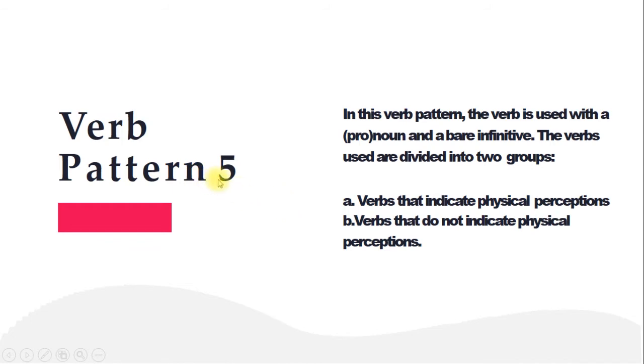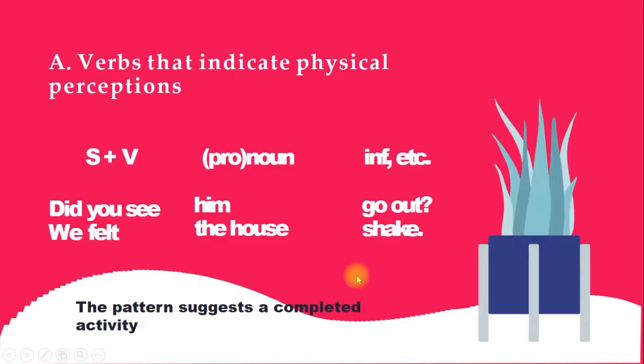In verb pattern 5, we will use the verb which is followed by a pronoun or noun and a bare infinitive. The verbs used are divided into two groups. The first is the verbs that indicate physical perceptions, and the second are the verbs that do not indicate physical perceptions. For the verbs that indicate physical perceptions, the pattern used is subject plus verb followed by noun or pronoun and followed by an infinitive.